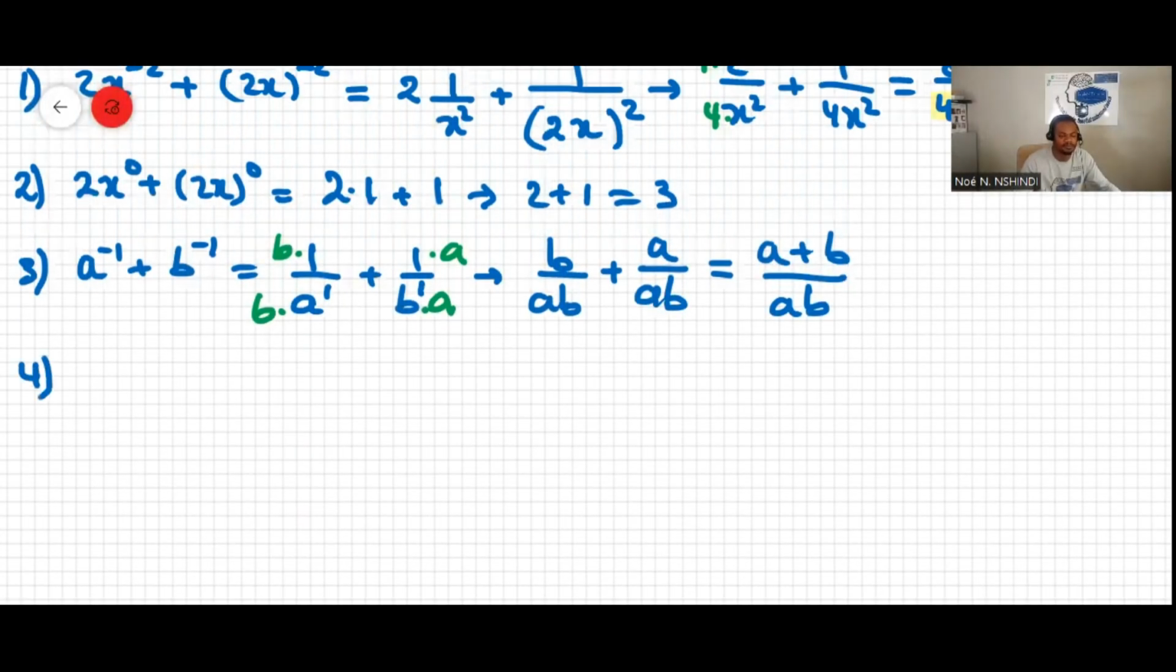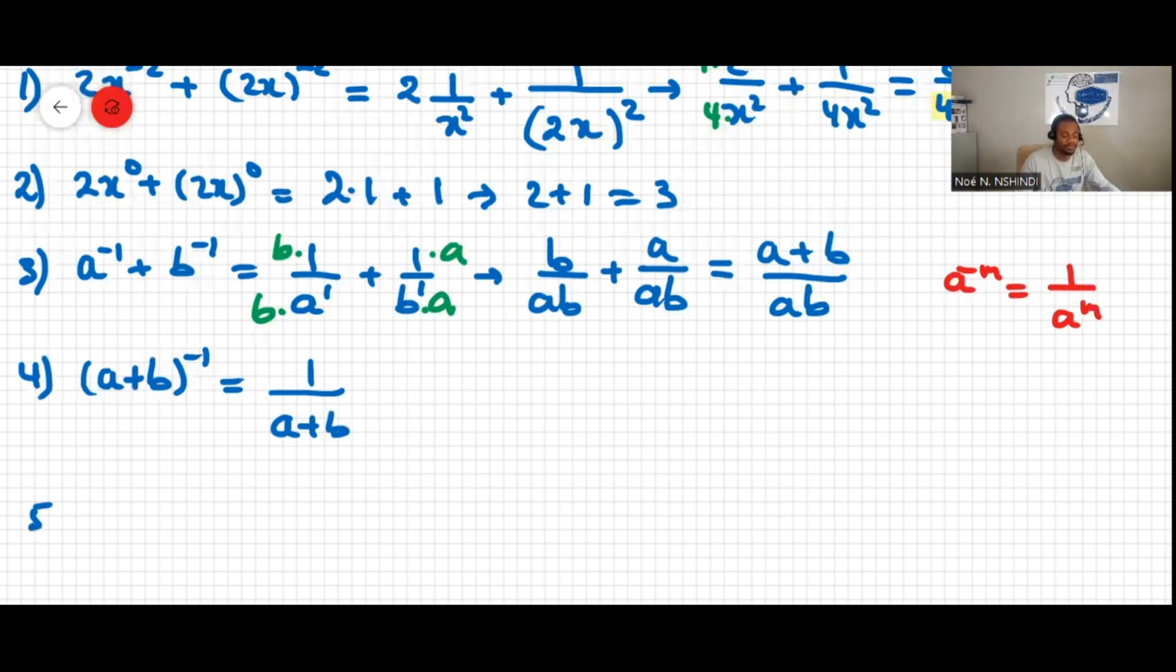Question 4. It's (a plus b) all raised to the negative 1. Over here, we can apply the law of exponents we learned. Any number raised to a negative power a to the negative m is just 1 over a to the m. So this will just be 1 over (a plus b). I could put brackets, but I don't have to because the power is just 1.